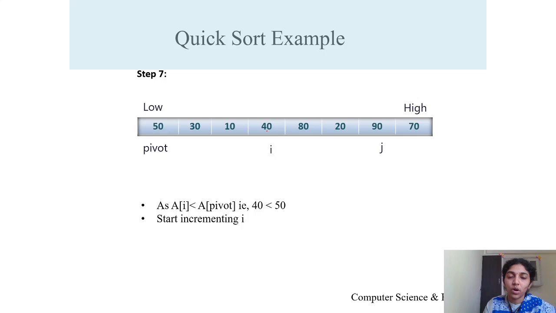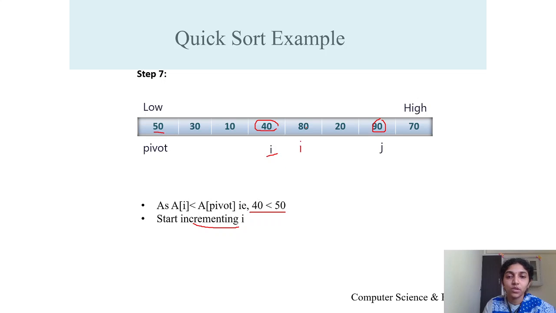So once you swap, what happens? 40 will come and sit in the ith position and 90 will come and sit in the jth position. Now once again perform the same operation. Now come back to i. Now check whether A[i] is less than A[pivot], that is 50. Yes, 40 is less than 50. Now start incrementing i. Once again do the same procedure.